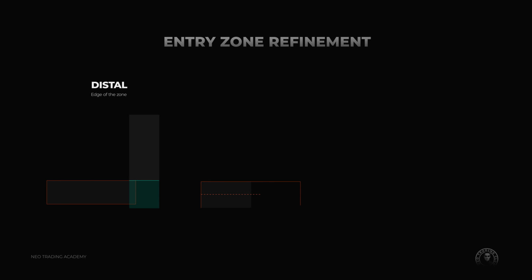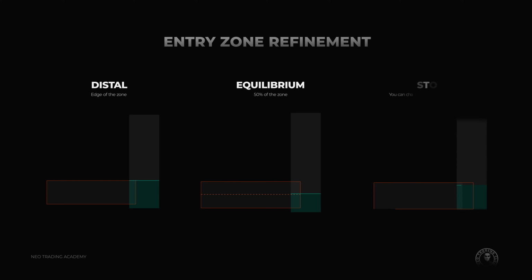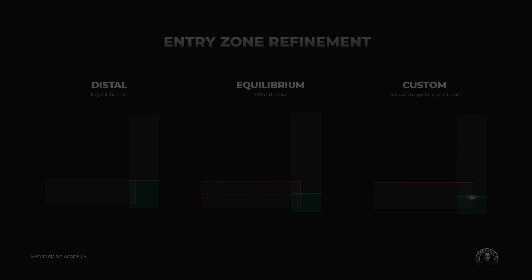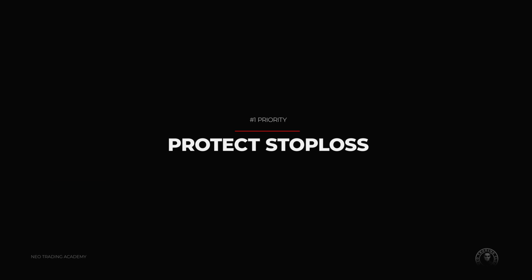What I do for my trades is find the 1-minute zone and use the GAN box, I believe that's the name, and highlight my area of interest. You then have the choice of entering at the distal, like the edge of the zone, the EQ, which is the equilibrium or the 50% of the zone, or you can use a more custom approach. So you'll be protecting your loss and you move your entry until it reaches the max pip allowance for that pair. And before you choose any of these three options, the number one priority is to protect your stop loss.